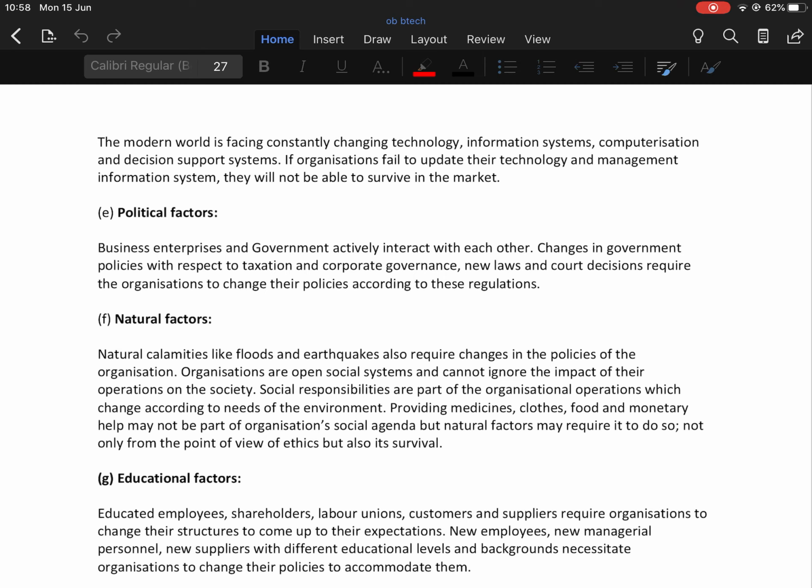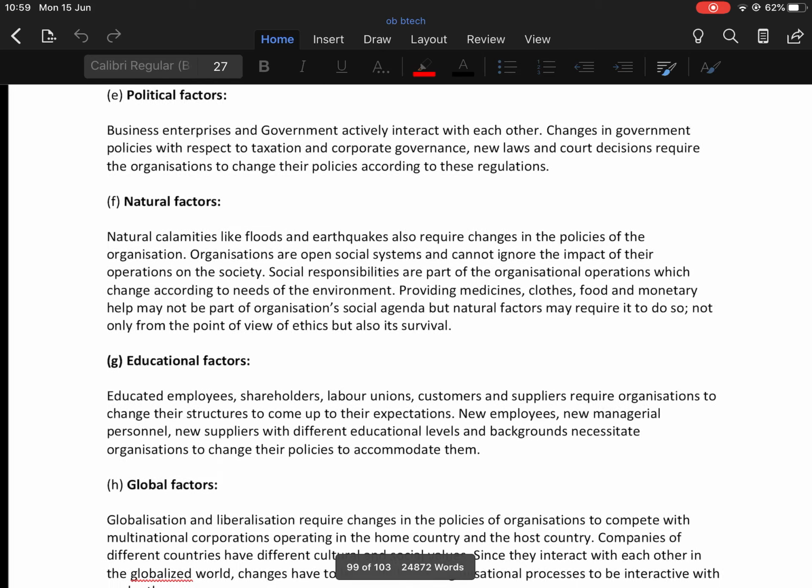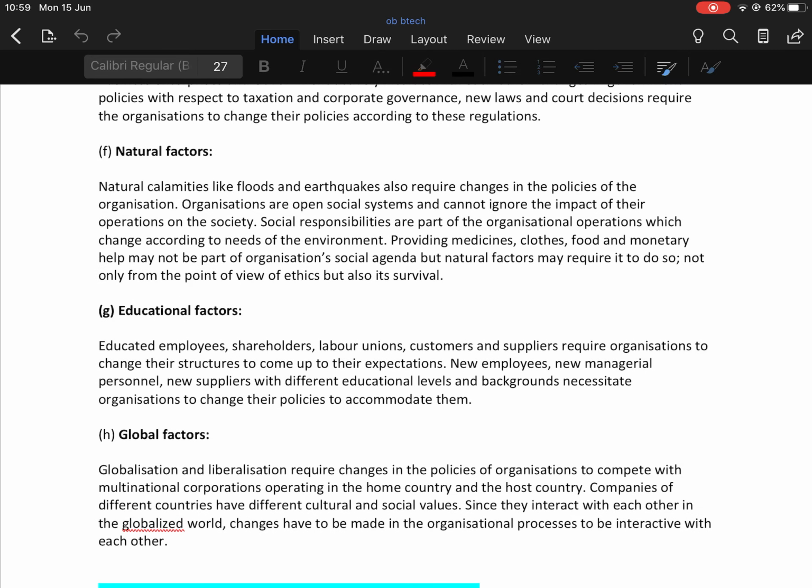The next is political factors. Business enterprise and government activity interact with each other. Changes in government policies with respect to taxation and corporate governance, new laws and court decisions require the organization to change their policies according to these regulations. Then comes natural factors. Natural calamities like floods and earthquakes also require changes in the policies of the organization.